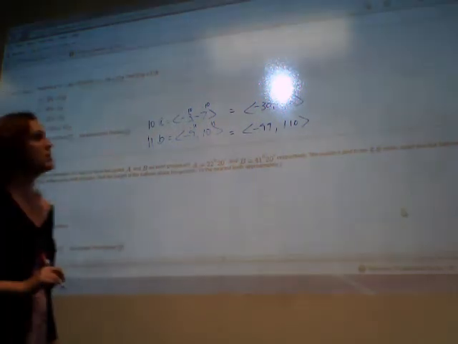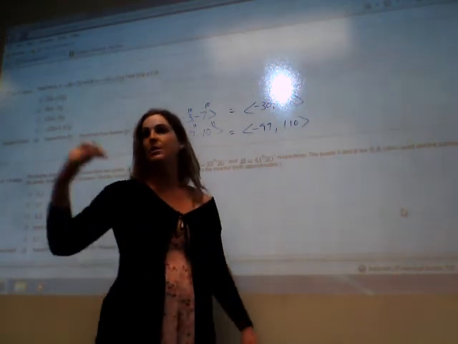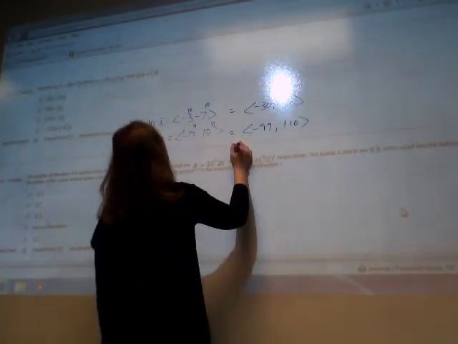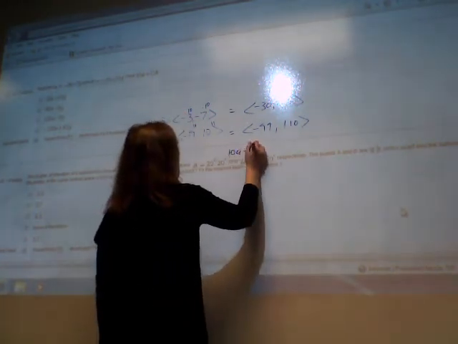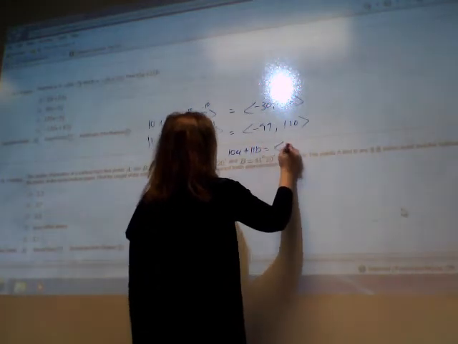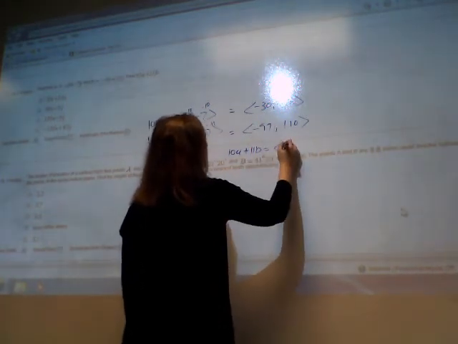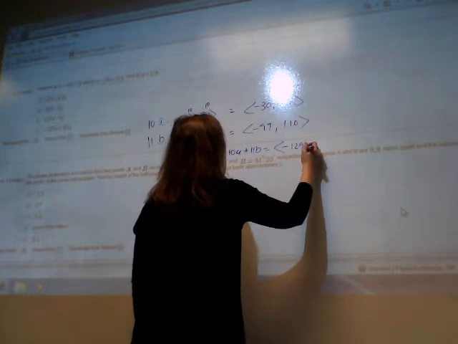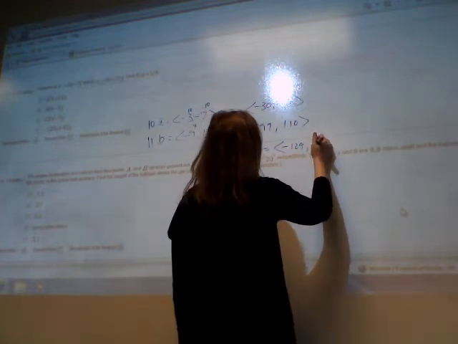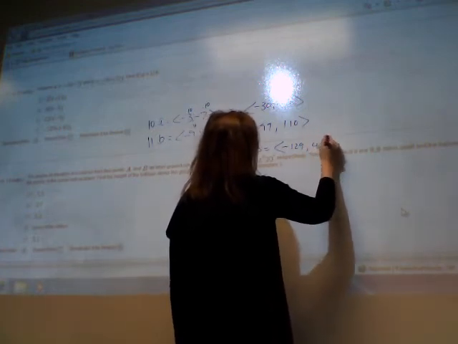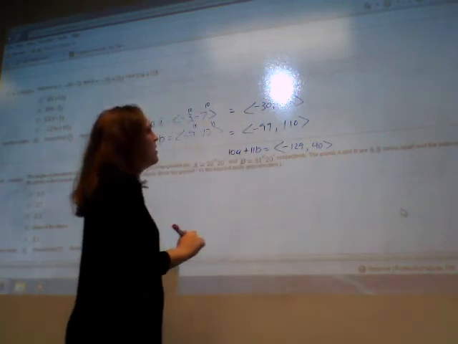Okay? And then we're simply going to add the two vectors together, which means we add the x components and add the y components, right? So 10a plus 11b will be equal to negative 129 and 40. What now? Okay. Everybody good?